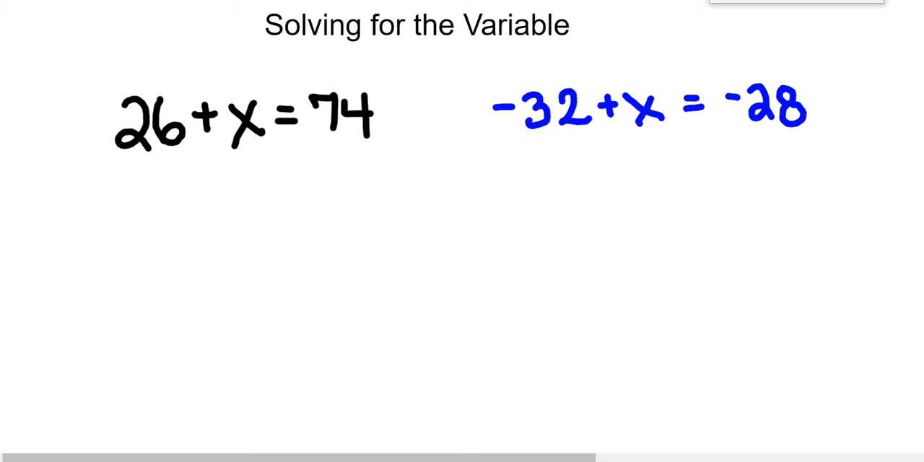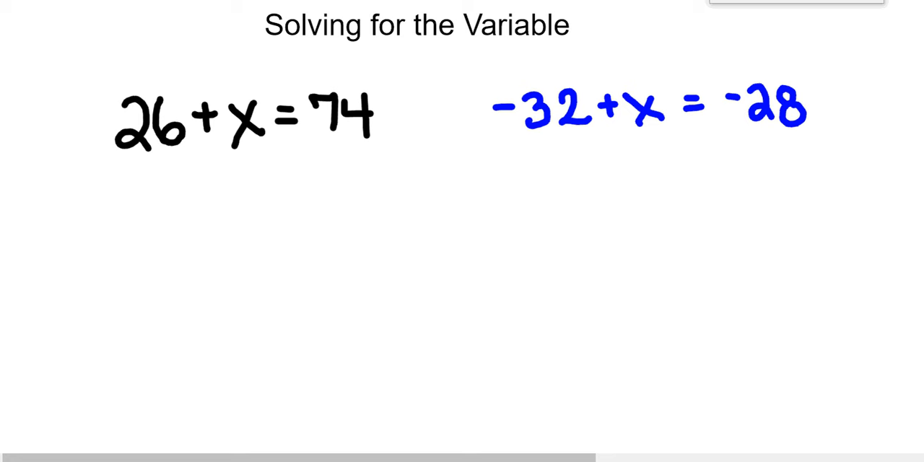Okay, we're solving for the variable. Now, I've told you that a variable can be any letter. Any letter of the alphabet can be used as a variable. The one that is most used is the letter X. So for our beginning algebra, we're going to use the letter X to represent our variable.